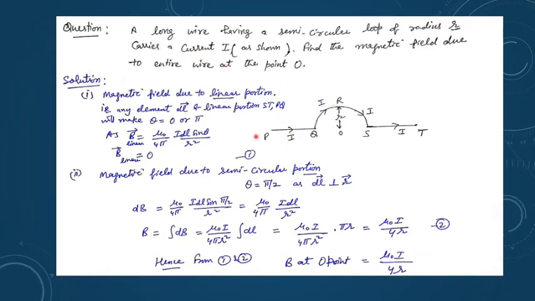Current I is flowing as shown in the diagram, from P to Q, then to R, then to S, then to T. So you have to find the magnetic field due to the entire wire at point O. So you have to find it due to this semicircular loop, and you have to find it because of these straight wires. The linear portion we have already discussed in the previous class.